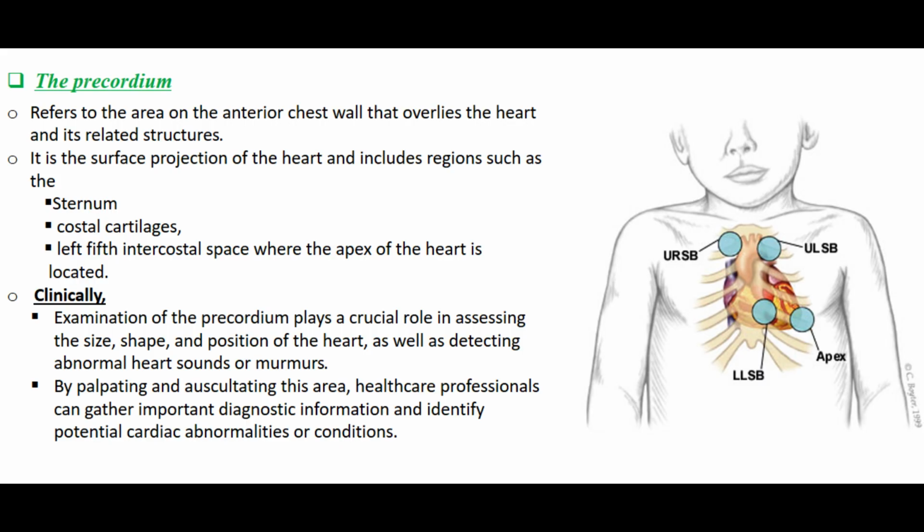The precordium refers to the area on the anterior chest wall that overlies the heart and its related structures. It is the surface projection of the heart and includes regions such as the sternum, costal cartilages, left fifth intercostal space where the apex of the heart is located.